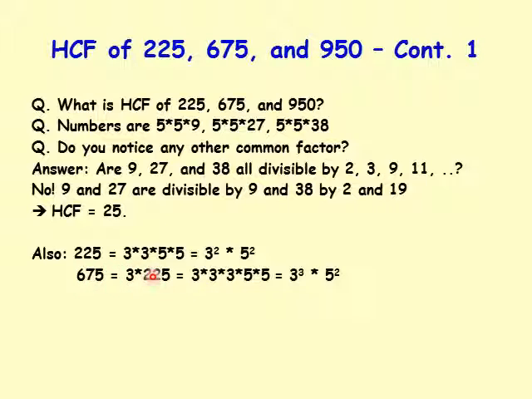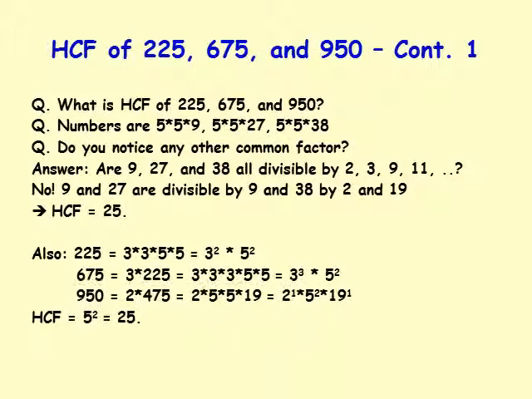675 is 3 times 225, which is equal to 3 three times and 5 twice, 3 power 3 and 5 power 2. Let's continue here. 950 is 2 times 475, which is 2 times 25 times 19, 5 times 5. Which is 2 once, 5 twice, and 19 once.